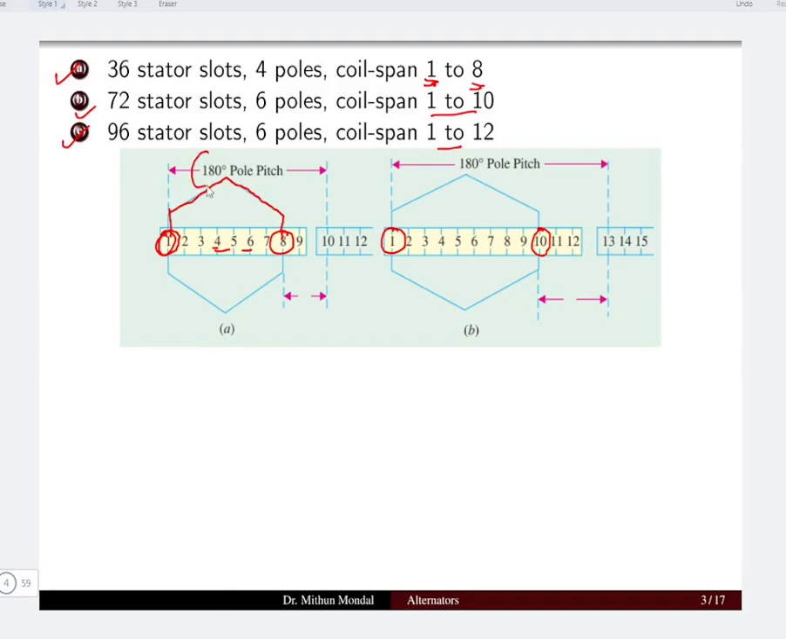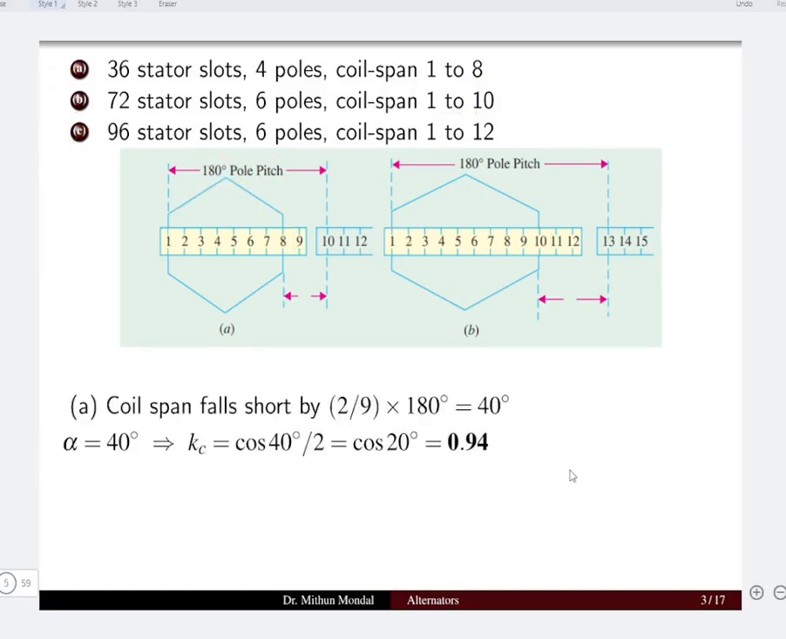Now when we have a 180-degree pole pitch, in that case we get the maximum EMF in the conductors. So let us see how to determine the coil pitch for this particular factor. In the first case, there is coil spanning from 1 to 8. It means that if the 10th slot results in the formation of the total 180-degree pole pitch, then in that case the coil is shortened by 2 slots. So from 8 to 10, these are the slots where the coil is shortened.